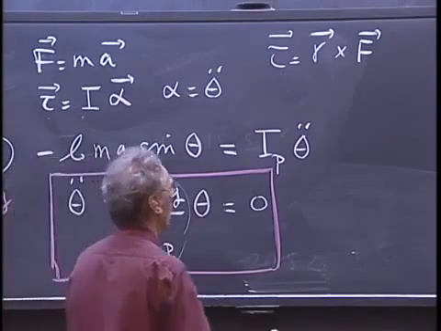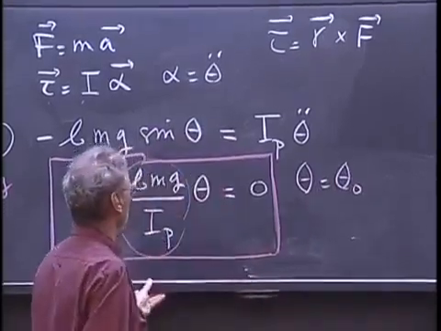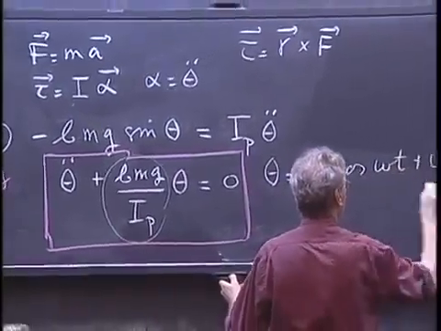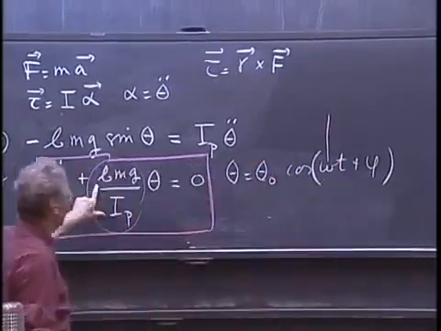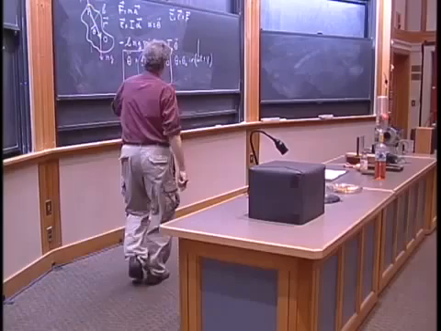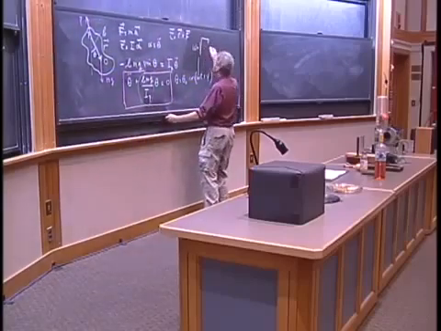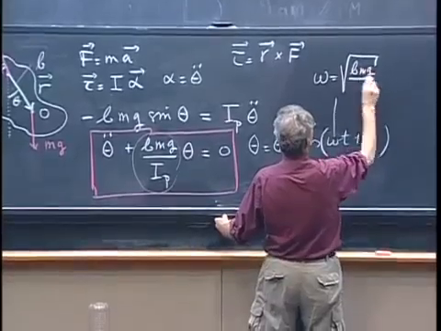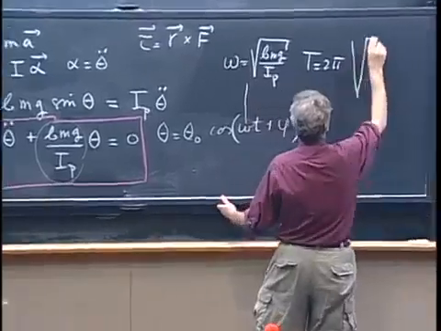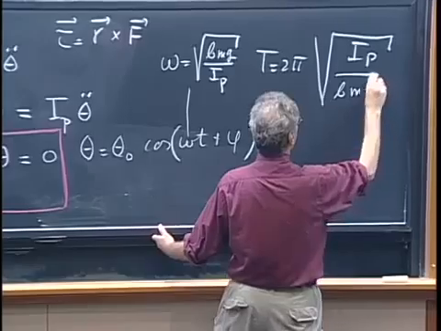And so for the simple harmonic oscillation, the solution must be that theta is some maximum angle theta 0 times the cosine of omega t plus phi, whereby this omega is the square root of this number. Just like we earlier had the square root of k over m, omega now must be this. Omega is the square root of bmg divided by I of p. That means T, the period of oscillation, is 2 pi times the square root of the moment of inertia about point P divided by bmg.